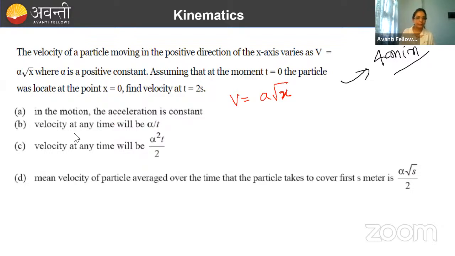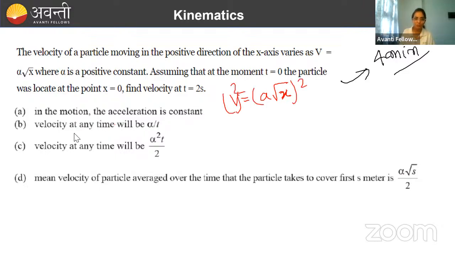Then it is given, what will the velocity be at any time t, that we have to calculate. Again, the mean velocity we have to find out. So first we need to write velocity, acceleration and displacement as a function of time. If you're able to do that, you will be able to check all the 4 options, right? So first of all, whatever is in root now, remove the root. That will help you with the calculation.